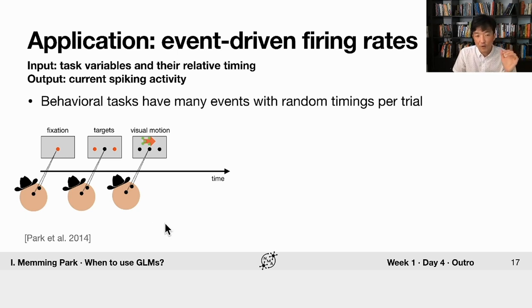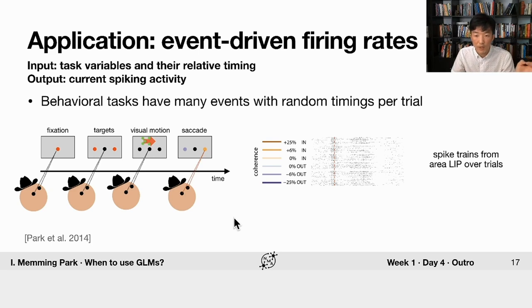And then the monkey has to make a decision and report the decision of which motion they saw by saccading to one of the two targets. So they will make an eye movement to report, and they get rewarded if they're correct. So in this task, if we're recording from a neuron, let's say a neuron from area LIP, you might see something like this.